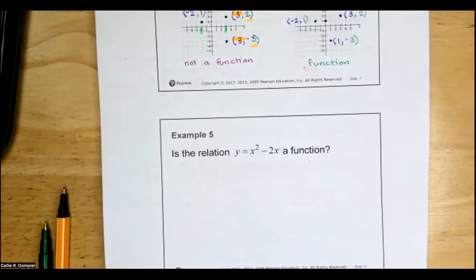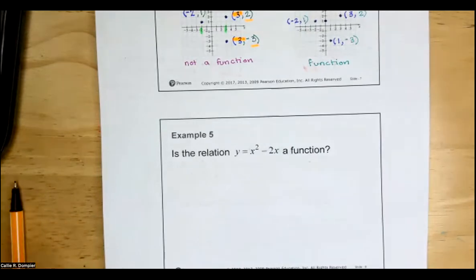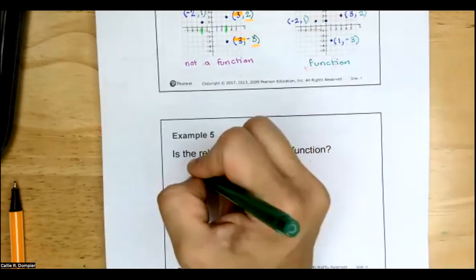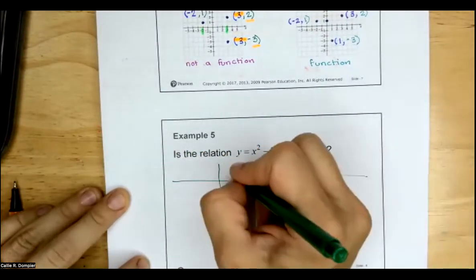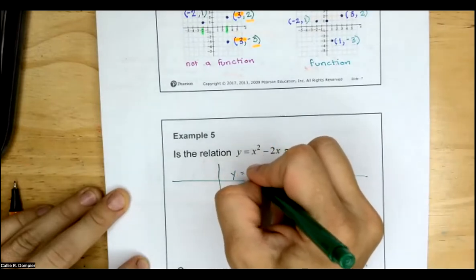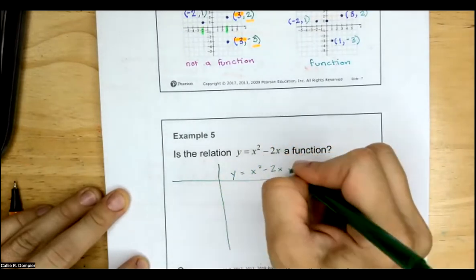Now they're giving us an equation. Is the relation y equals x squared minus 2x a function? So you can make a table and try to figure it out that way.